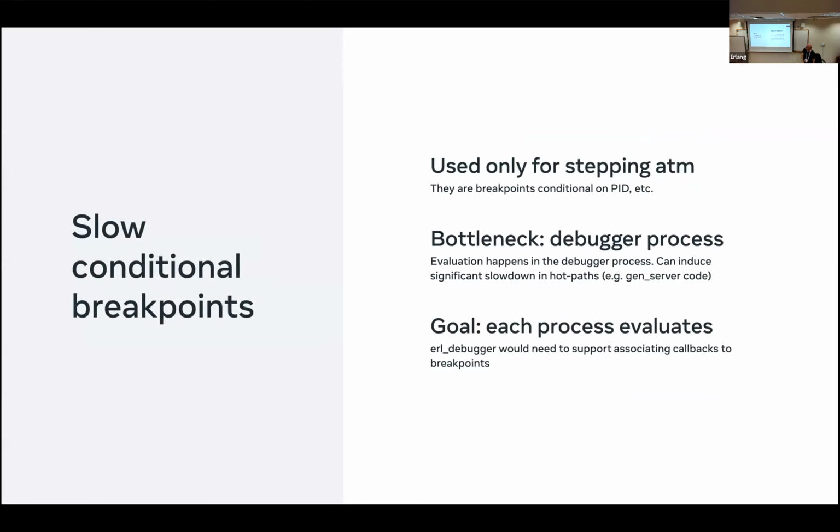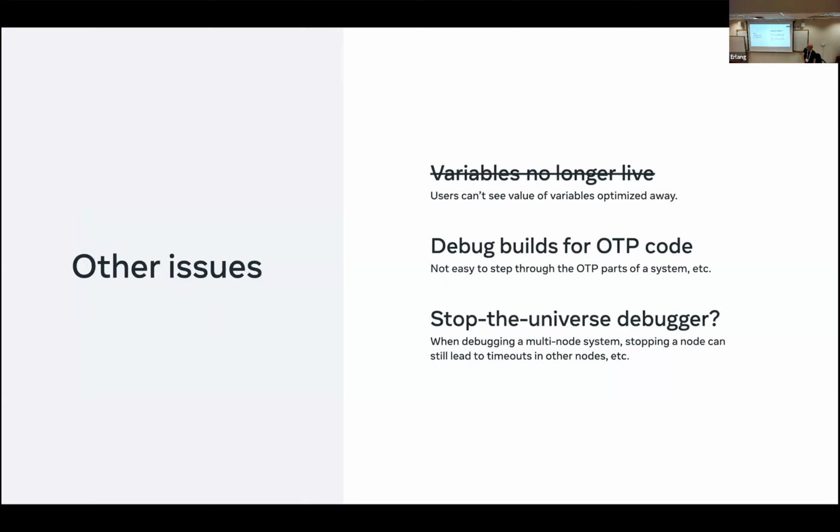Conditional breakpoints, we use them only for stepping right now. They're a bit slow, essentially because the evaluation needs to go through the debugger process, and that becomes a bottleneck if you are doing this on a hot path. Ideally, we should be able to evaluate this on the VM itself. And there were some other issues. I won't go into details.